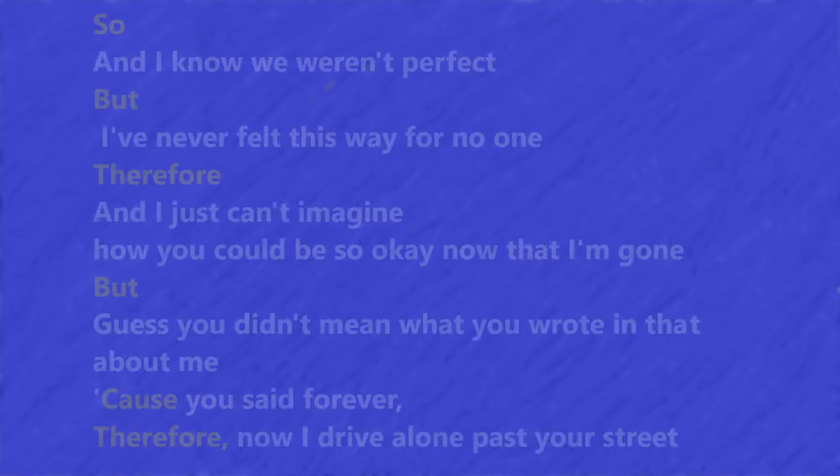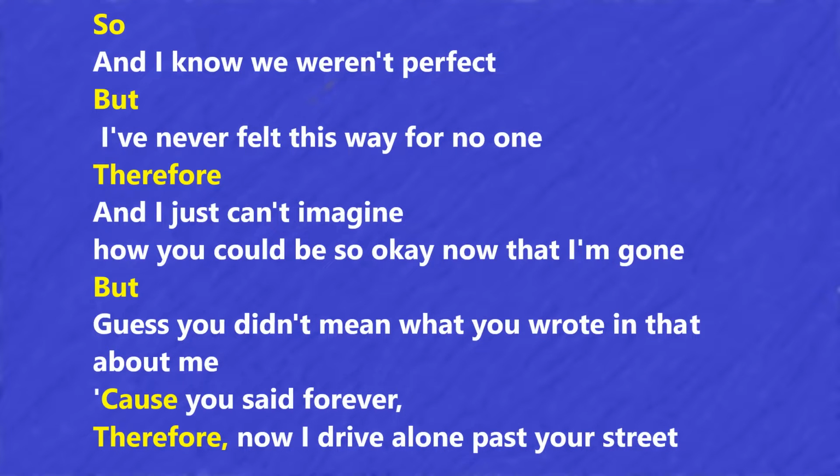The chorus. So, I know we weren't perfect, but I've never felt this way for no one. Therefore, I can't imagine how you could be so okay now that I'm gone. But I guess you didn't mean what you wrote in that song about me, because you said forever. Therefore, now I drive alone past your street.